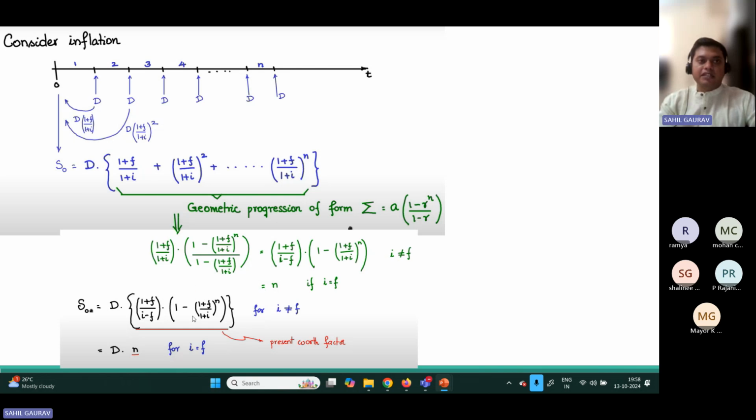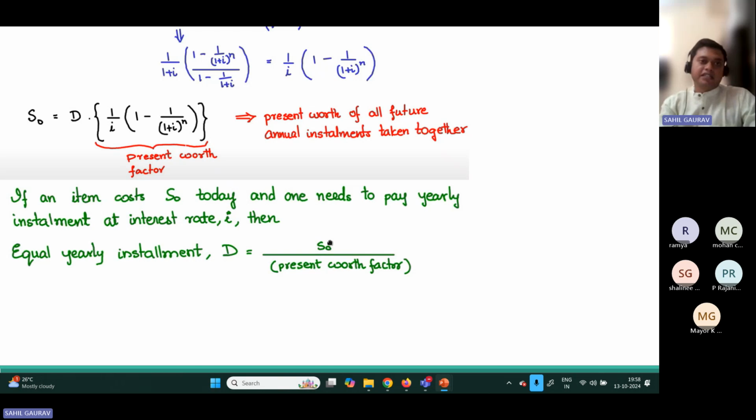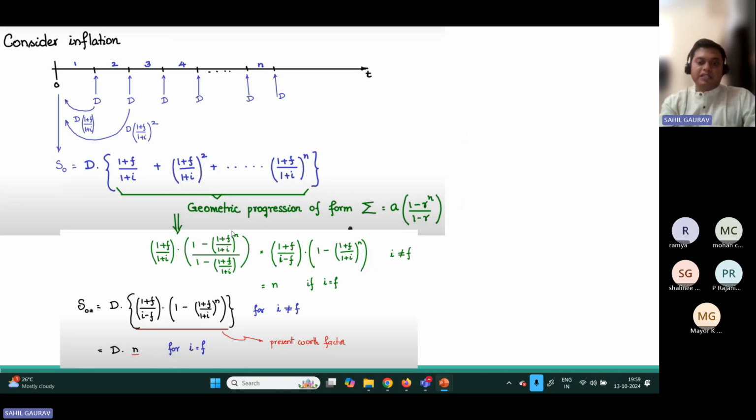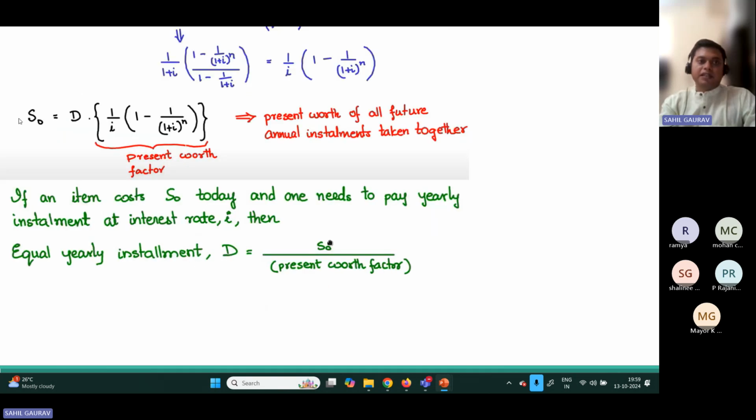Now in the same case, we have considered the inflation rate also. In the earlier part, we have not considered the inflation. So without inflation the equation comes like this, and with inflation the equation will be something different. These two expressions are very important. This one, without inflation, is S naught equal to D into 1 upon I into (1 minus 1 upon (1 plus I) to the power N).